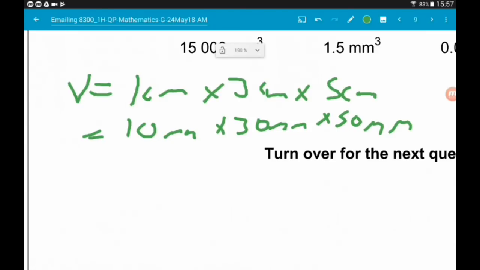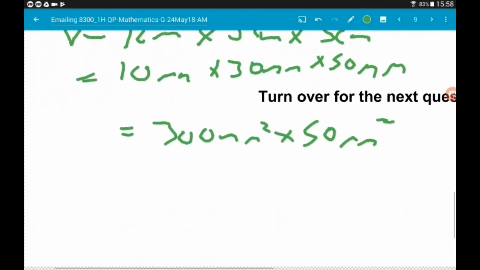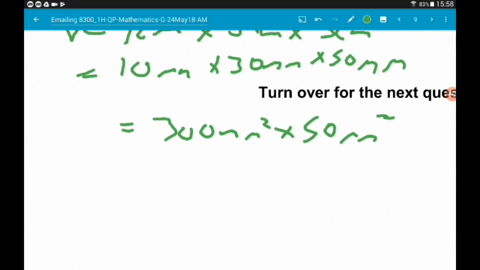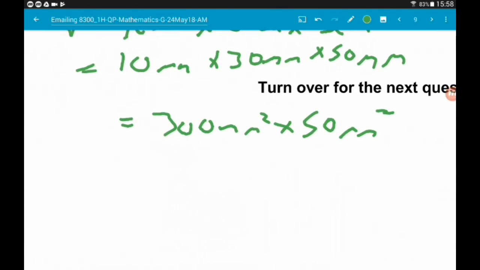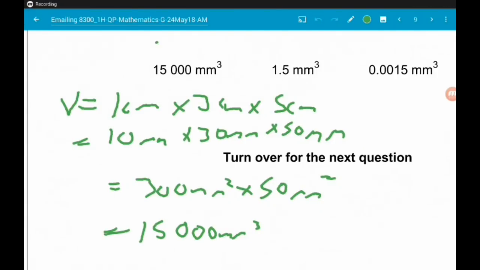So that is equal to 300 millimeters squared times 50 millimeters. So 300 times 50 is 15,000 millimeters cubed. So this is our answer. Proper job.